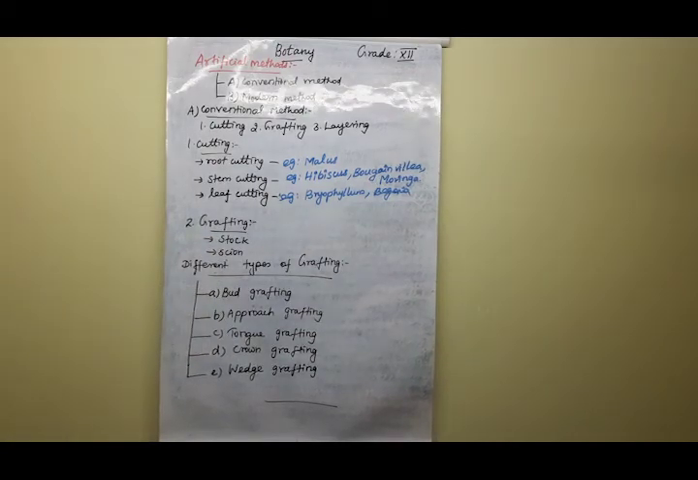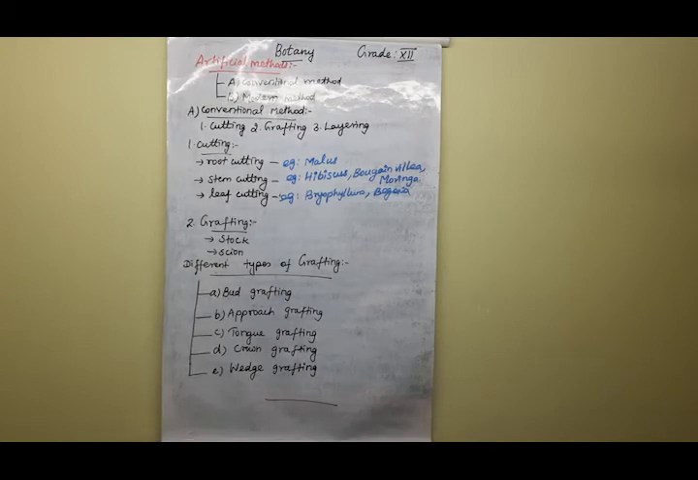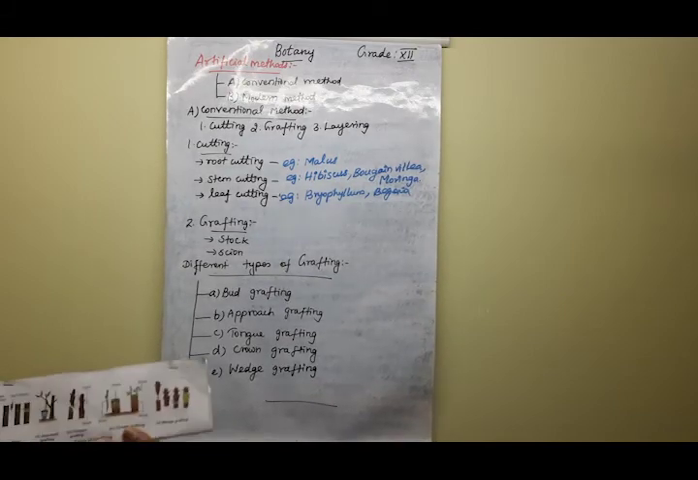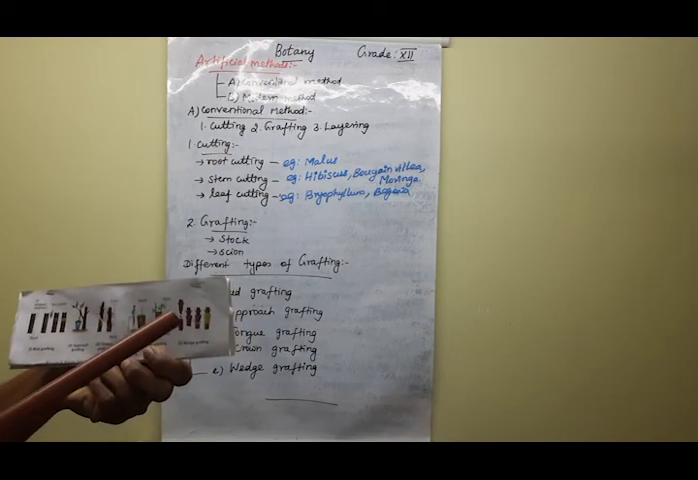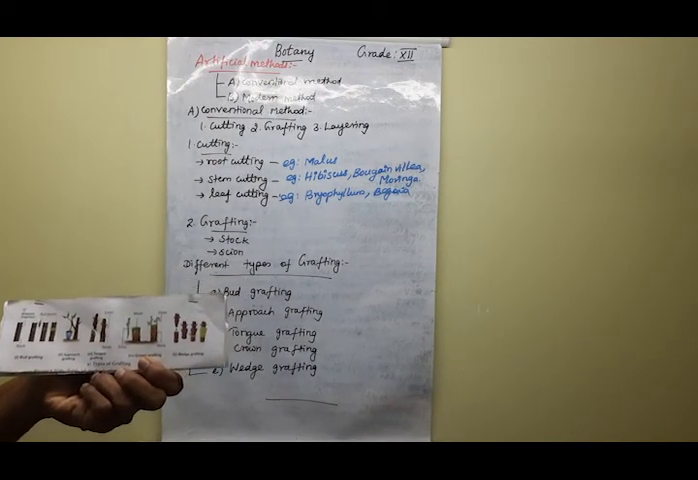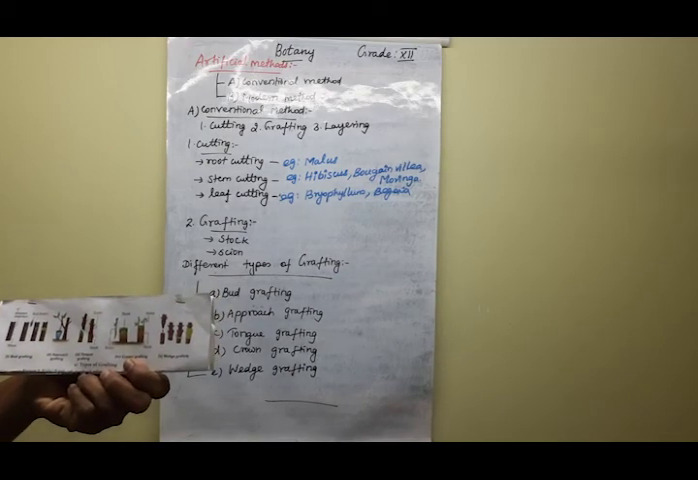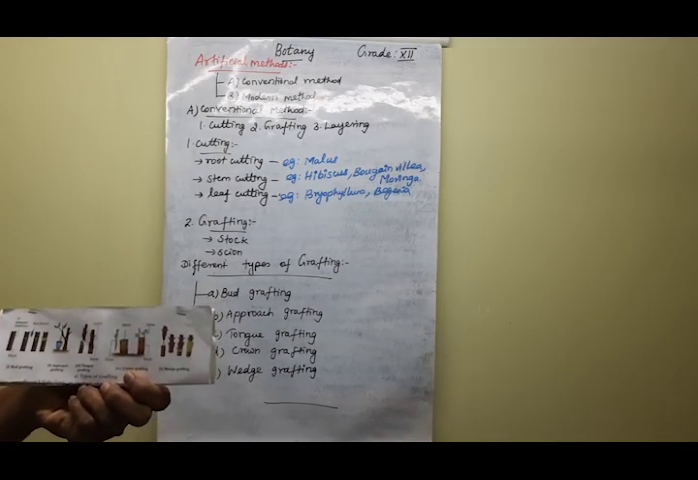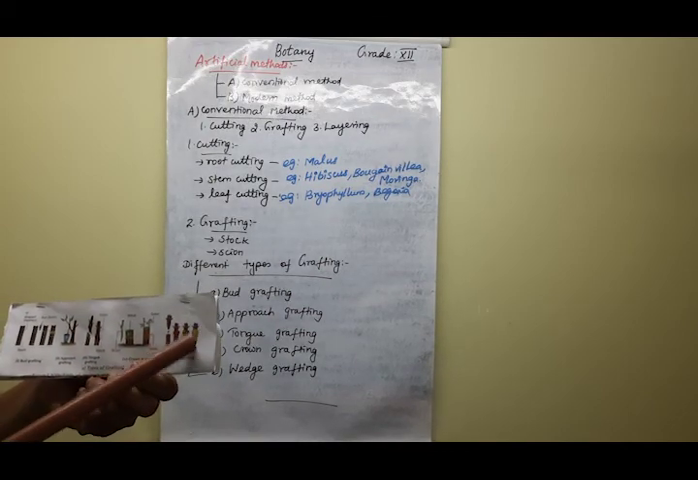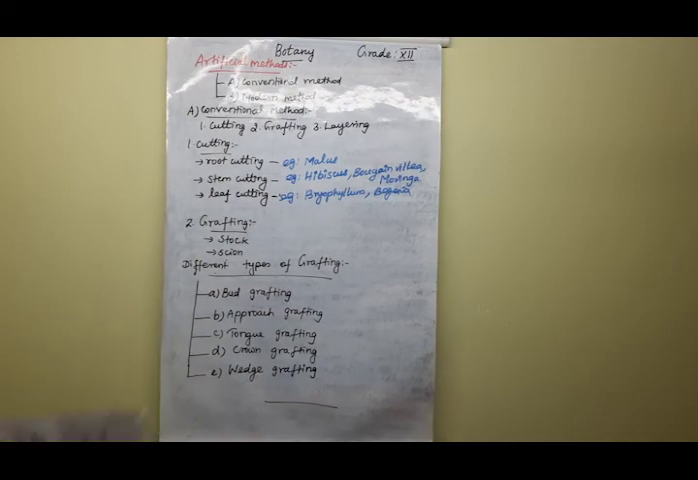Then the scion is inserted tightly so that the cambium cells of these two regions touch, the scion and the stalk. So these two are joined and then finally we tie it. Clear, children? First we make a slit in the stalk region, then we remove the bark. Then the scion is inserted very tightly, and the two cambium regions are joined.